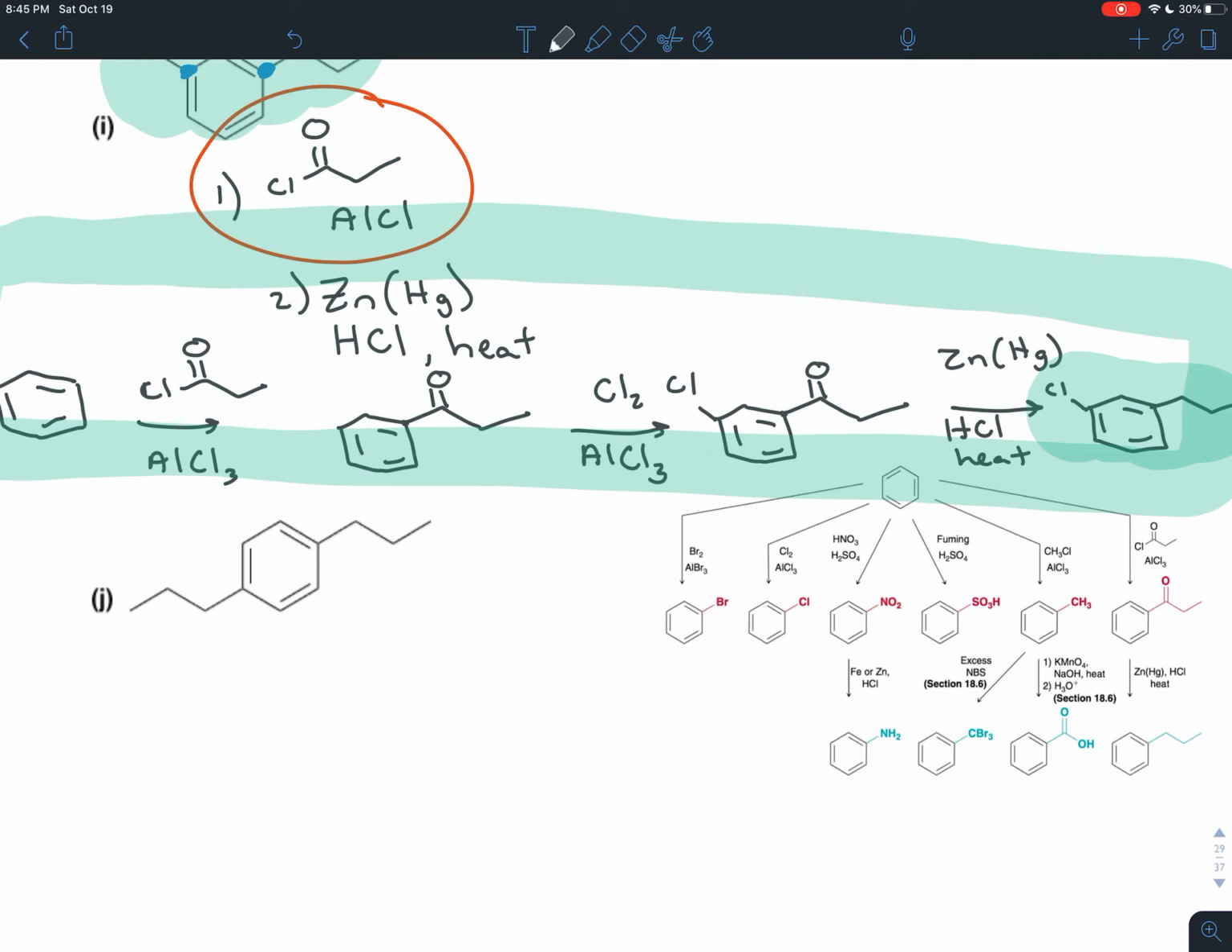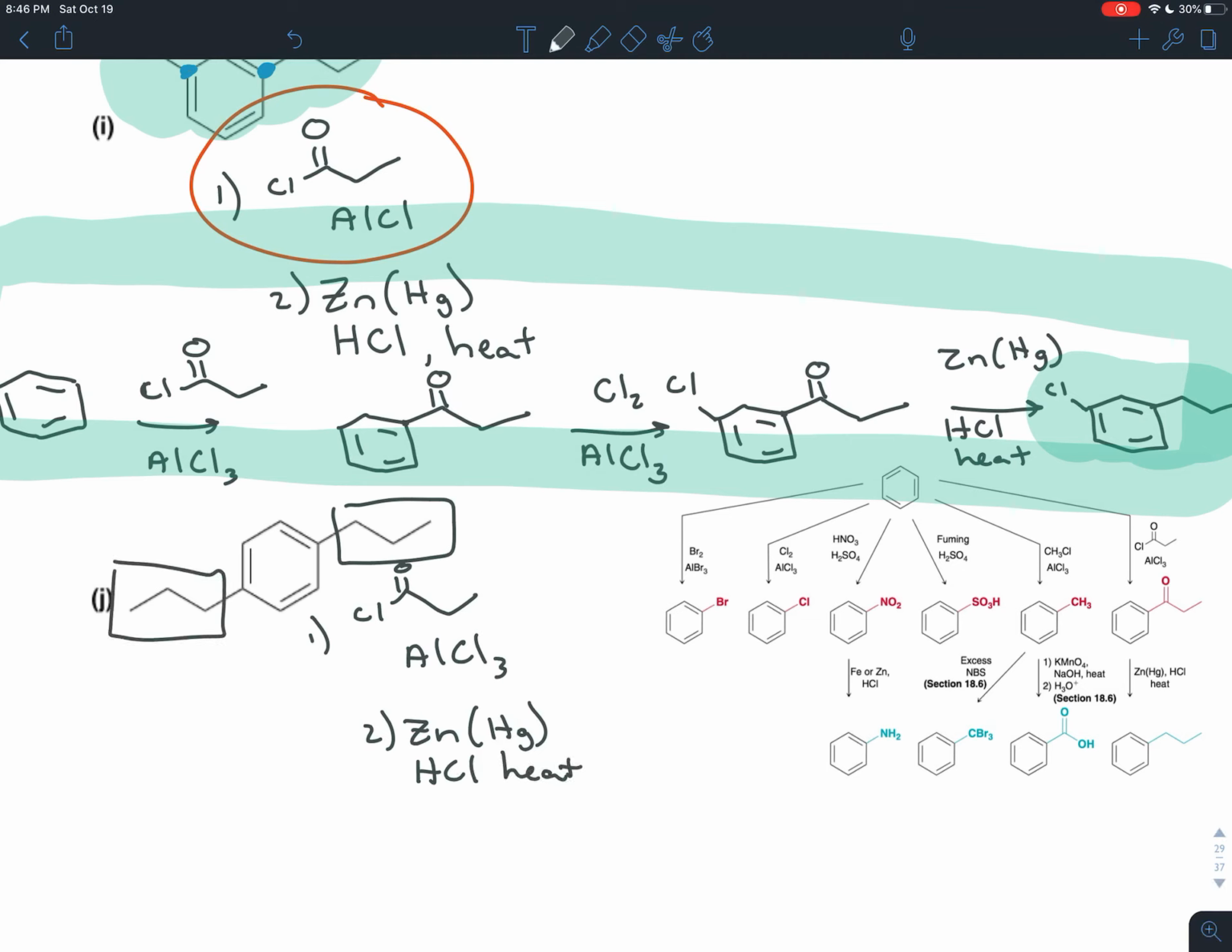So for both of these, think of that branch, instead of going to the benzene ring, as going to a chlorine and then the acyl group. That with AlCl3, and then we just reduce it. So that's the first step. Second step, we can use that zinc-mercury amalgam with HCl and heat. And that's the same way we would make this here. They're both the same branch. So those are all the ingredients we need.